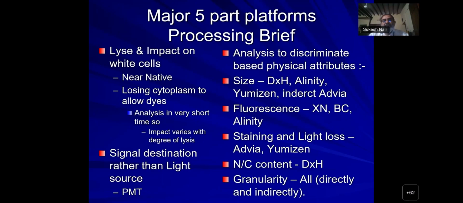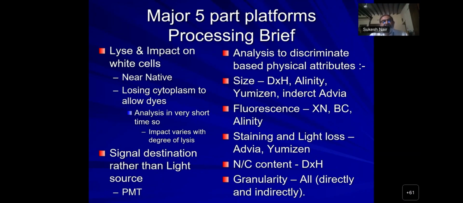Now, some of them have a process where they can still bring the white cells in the near native state. Some, of course, may lose cytoplasm to allow dyes in, and the cells start shrinking. So obviously, it is not near native, but they compensate by using the dyes to analyze the cell. And you must realize all this analysis is done in a very short time, we're talking about 15 to 20 seconds. So the impact varies with the degree of lysis.